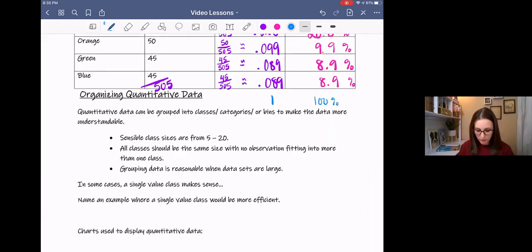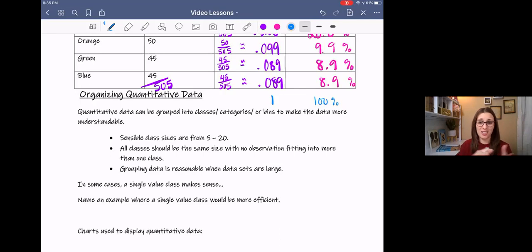Remember, quantitative data are numerical variables. So sometimes you can group quantitative data into classes or categories or bins to make the data more understandable. Sensible class sizes range from about 5 to 20. All classes should be the exact same size, and there should be no overlapping of the numbers. And basically you group data like this when the data sets are really large.